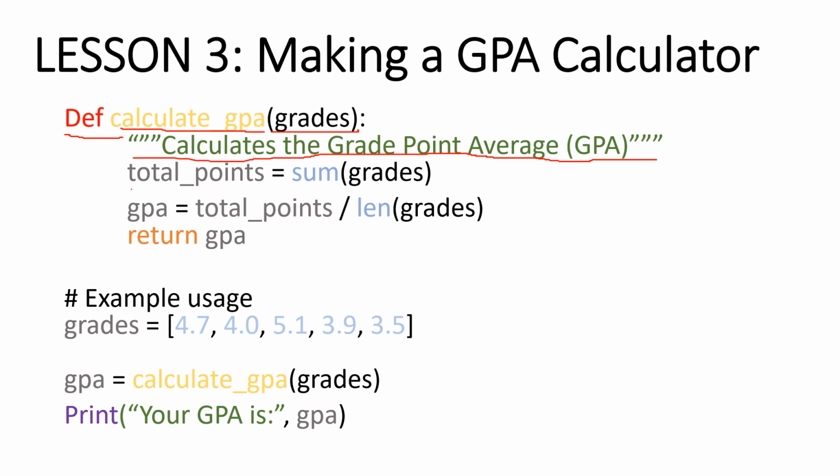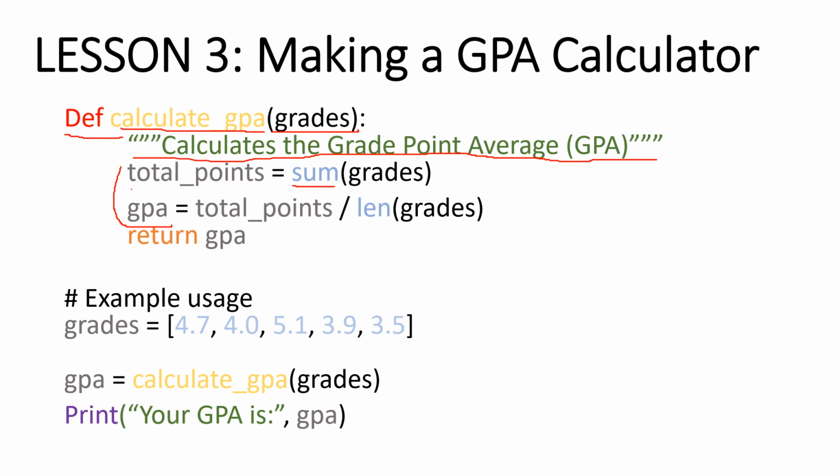Then we're going to define our variables. Our variables are going to be gpa and total_points. total_points is going to equal the sum of all of our grades. So sum, kind of like in Microsoft Excel, it's going to be adding all of our grades together. I'm going to import those grades later on.